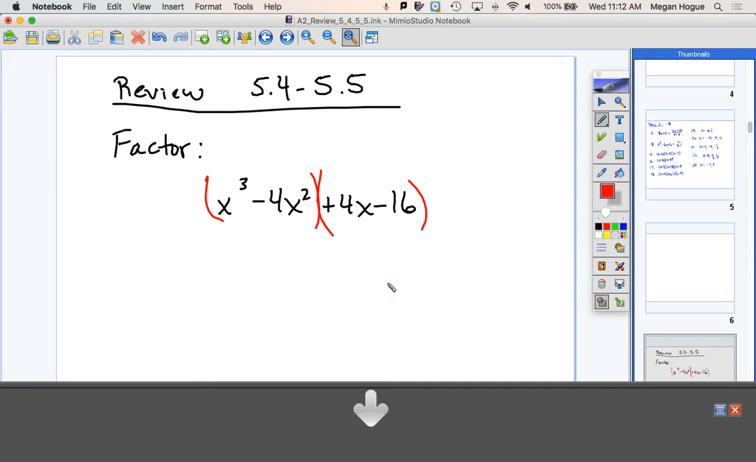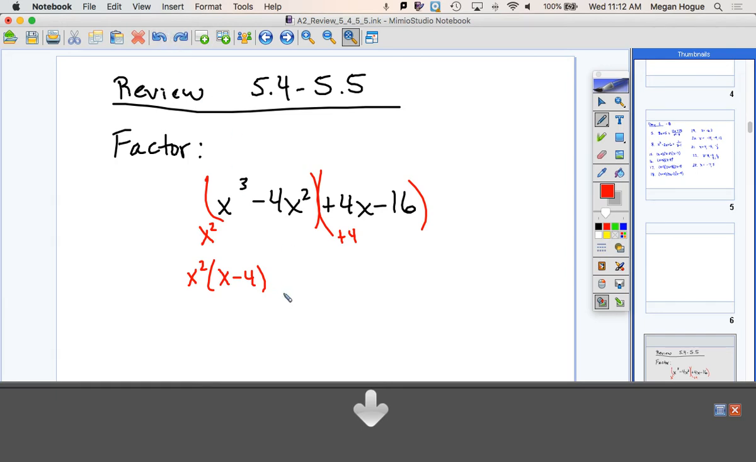So I'm going to group the first 2, the second 2. Oh, GCF in the first 2? X squared. Usually is. Pull that out. Left with x minus 4. How about a GCF in the second pair? Good. Positive 4. Technically, we should put plus 4.